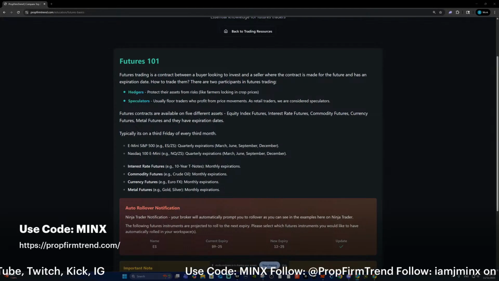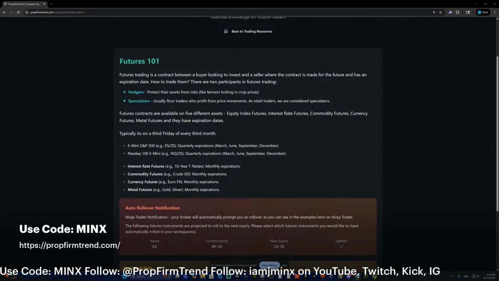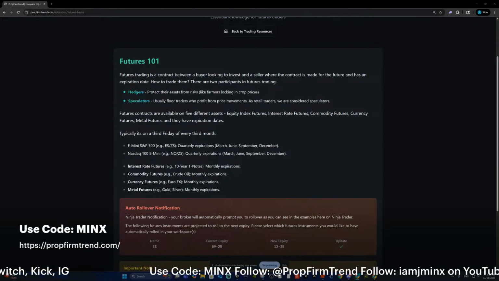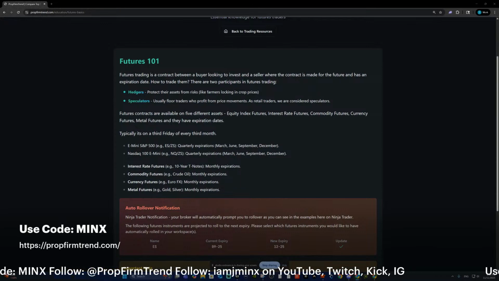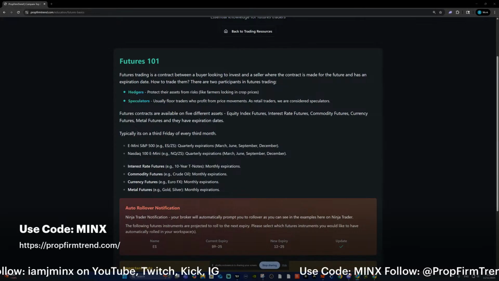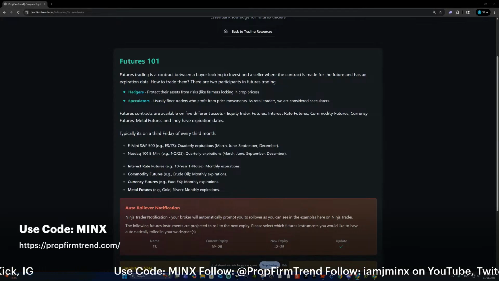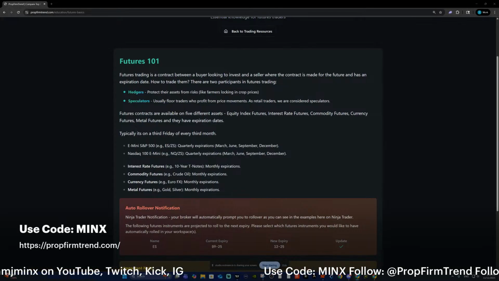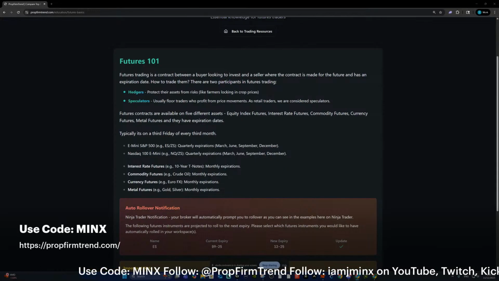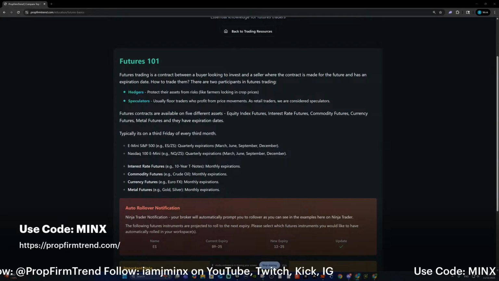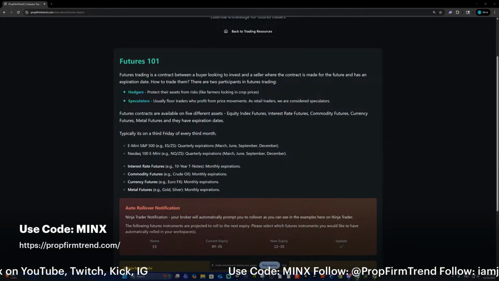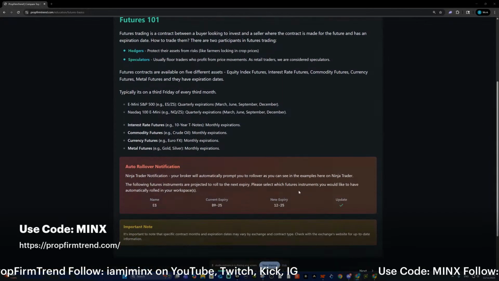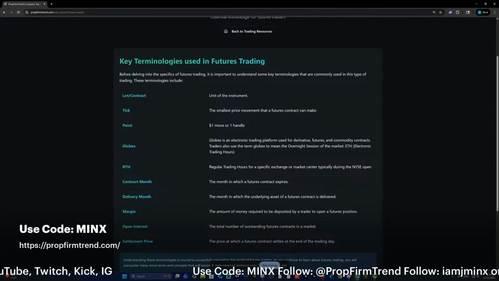Futures contracts are available in different asset types, such as equity index futures, interest rate futures, commodity futures, currency futures, and metal futures, and they all have expiration dates. Your broker, whatever you're using, will prompt you automatically to roll over the instrument. For equity index futures, typically it's on the third Friday of every third month. So E-mini S&P 500 and NASDAQ actually expire quarterly: March, June, September, and December. However, if you're trading commodity futures like oil or metal futures like gold, those expire monthly. Like I said, your broker will just prompt you to roll it over.